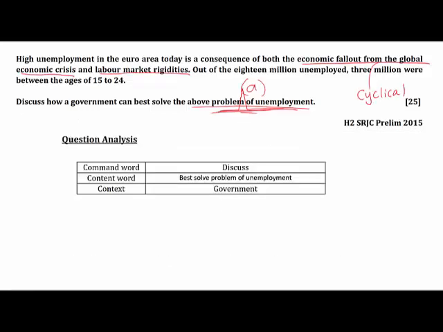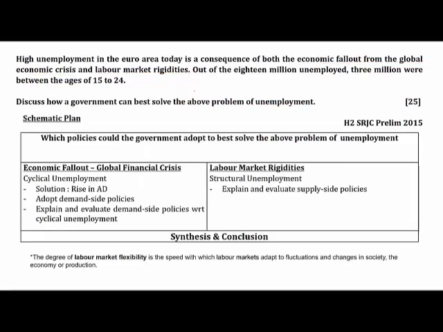Labor market rigidity. What type of unemployment is it associated with? Usually it's associated with structural unemployment. So for this case, in your part A, you will explain and talk a bit more about the problem of unemployment. Then after establishing the problem of unemployment in part A, in your part B, you will look at how the government can best solve this problem. So how best, you need to use policy.